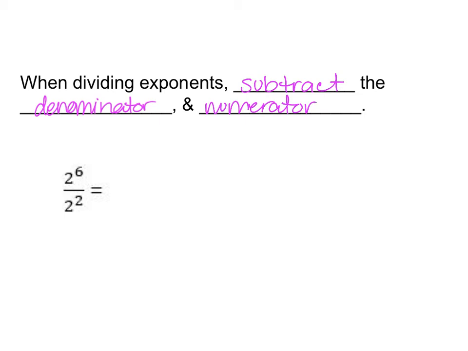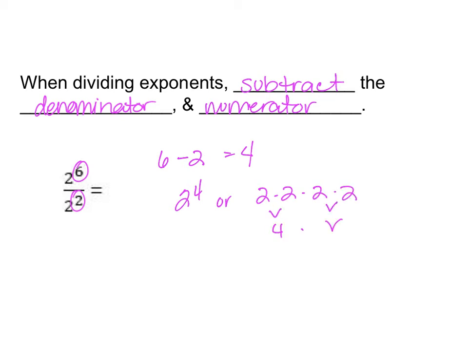So in this case, we have 2 to the 6 over 2 squared. So in this case, we're going to take these two values and we're going to subtract 6 minus 2, which would give us 4. So in this case, this would be 2 to the 4th, or 2 times 2 times 2 times 2, which would be 4 times 4. Sorry about that. Which is 16. So either one of these would accurately represent that situation.